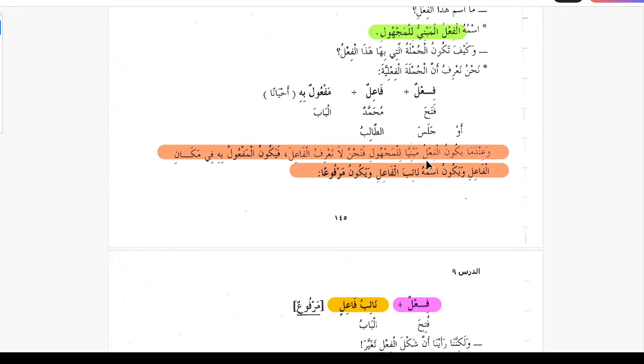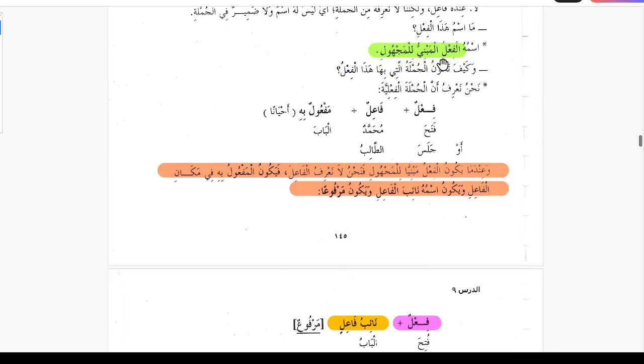When the verb is passive, we do not know the file. So when we talk about the passive form of the verb, we don't know the file, so the maf'ul bihi takes the place of the file, and its name is naib al-fail, the deputy file, and it is marfu.